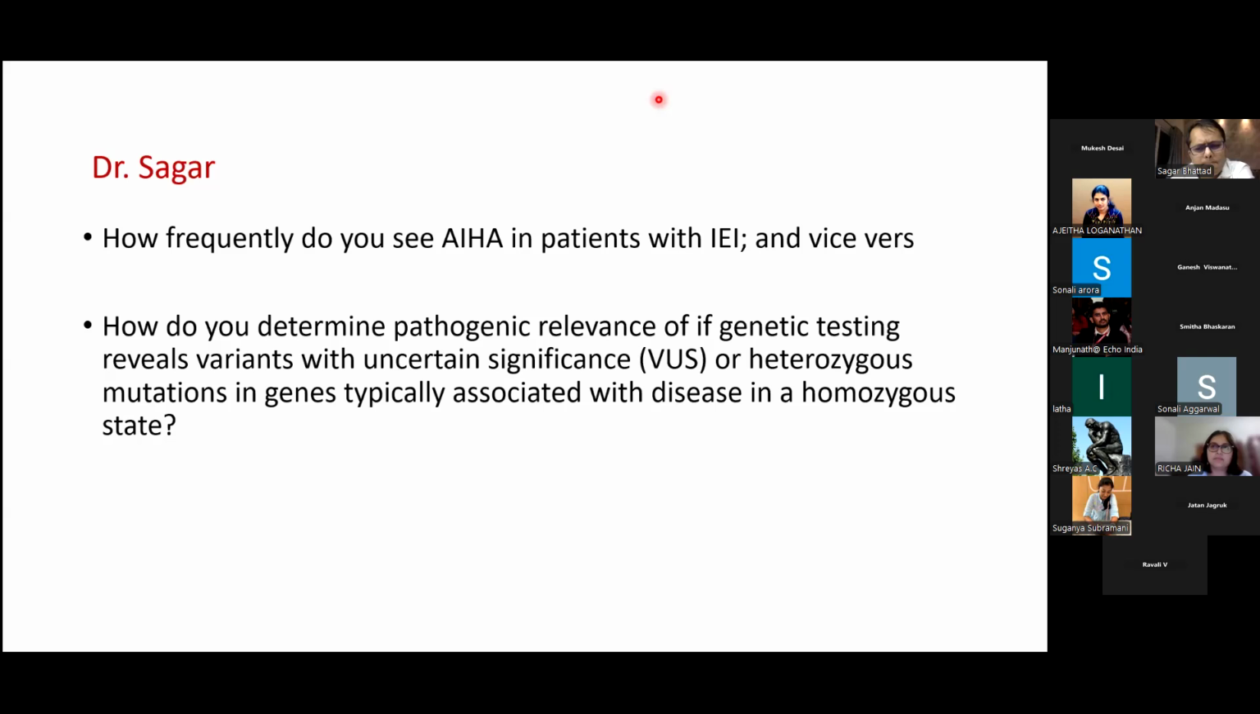So another question, Dr. Sagar, which we often face in clinical practice: how do you determine the pathogenic relevance if the genetic testing reveals a variant of uncertain significance? In our DADA2 deficiency patient, we had one pathogenic mutation and one VUS.